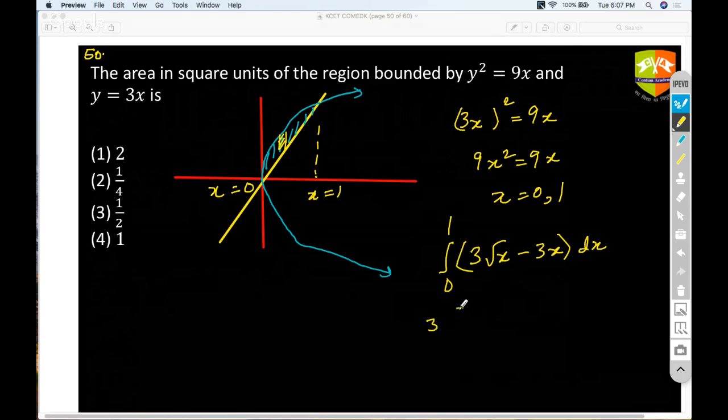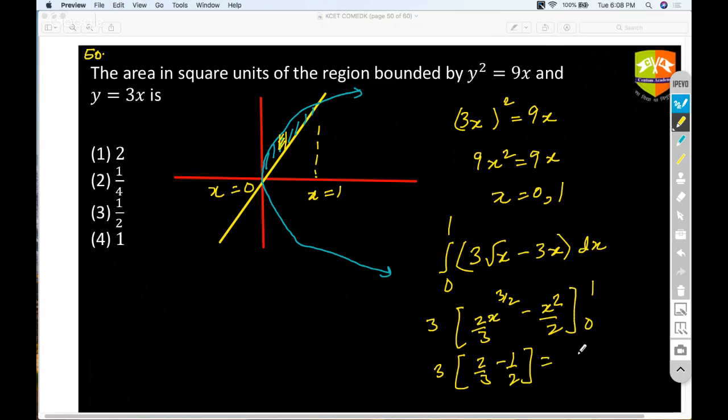So 3 times, this will be x to the power 3 by 2 into 2 by 3 minus x square by 2 from 0 to 1. That gives you 2 by 3 minus half. That's 4 minus 3, 1/6. So your answer is going to be half square units. Half square units. Okay. Now guys, this is a case which comes very, very regularly.